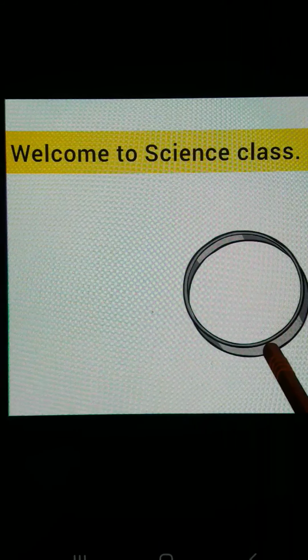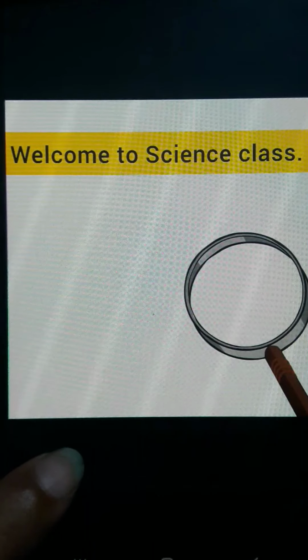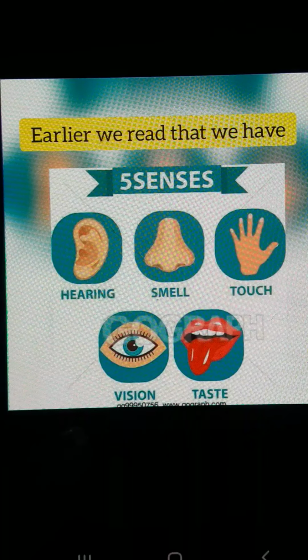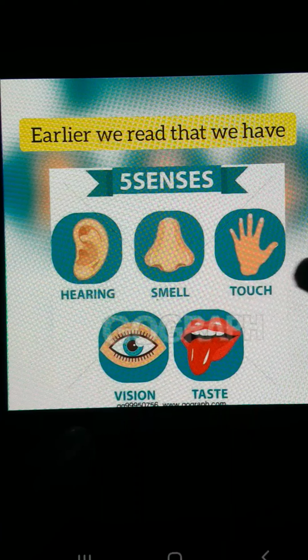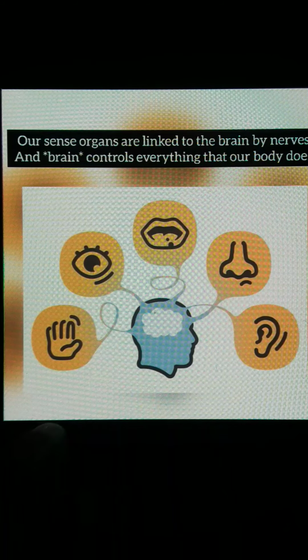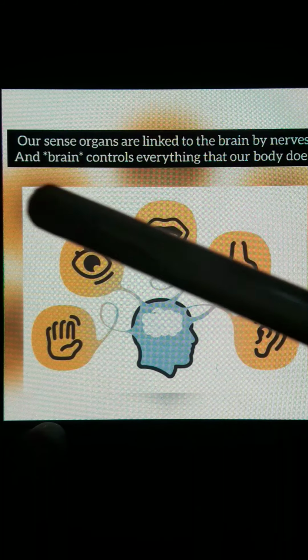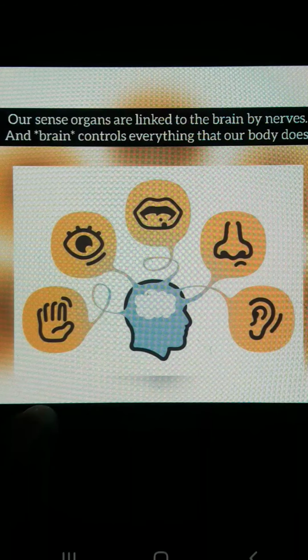Welcome to science class. Students, before we move to today's topic, let's have a quick recap of what we have done earlier. Earlier we read that we have five senses: hearing, smell, touch, vision, and taste. Then we learned that our sense organs are linked to the brain by nerves, and our brain controls everything that our body does.